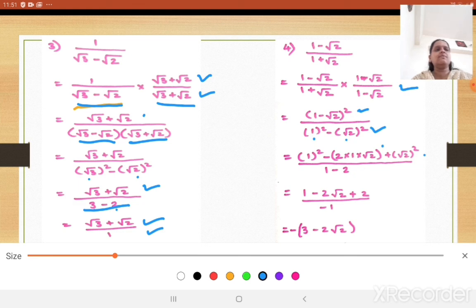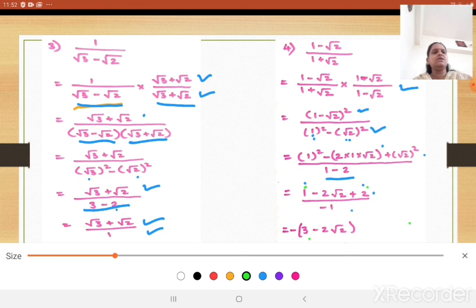1 square is 1. 2 into 1 is 2, so 2 root 2, and root 2 square is 2 again. So what will be the denominator? 1 minus 2, because 1 square is 1 and root 2 square is 2. So let us simplify and write the next step. 1 square is 1, minus 2 root 2, plus root 2 square is 2, upon minus 1. So here, 1 and 2 are nothing but a rational number. So just add 1 plus 2 as 3 minus 2 root 2.